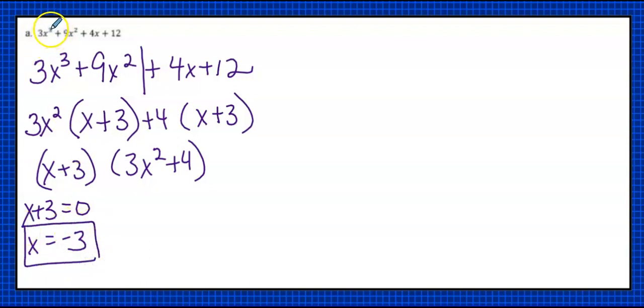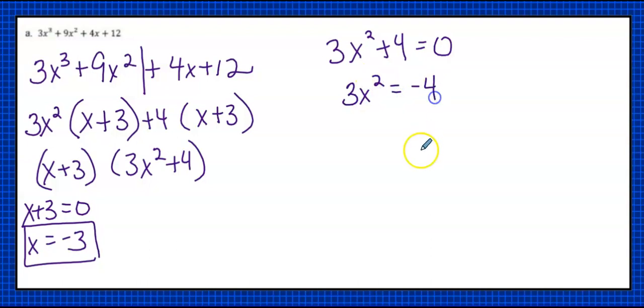It looks like I need to have 3 roots, so I'm going to have 2 more that come from this. So we have 2 choices. We have to factor this right here. We could rewrite this as 3x squared plus 0x plus 4 and use quadratic formula. But what if we just set this up? I'm just going to try this. 3x squared plus 4 equals 0. So that would be 3x squared equals -4.